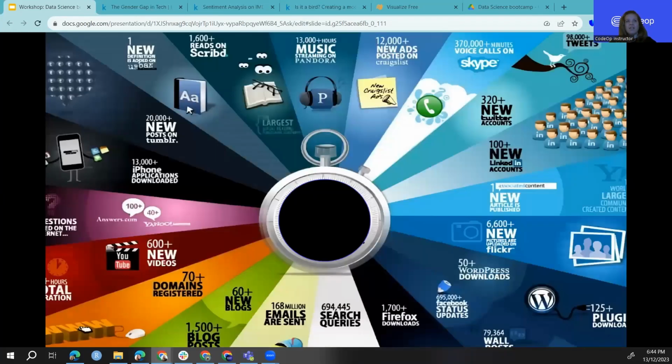We're going to play a little game here. Look at these things that you see around this black circle, yes? And look at the examples. For example, let's read one: 320 new Twitter accounts, or 100 plus new LinkedIn accounts. Let's see another one: 50 plus WordPress downloads. That's a platform to build websites. 70 plus domains registered. 600 new videos on YouTube. So now I want you to think, how often do you think this happens? Is it a day? Is it an hour? Is it minutes? Is it a week? I want you to put it in the chat.